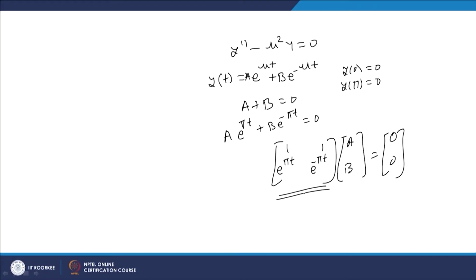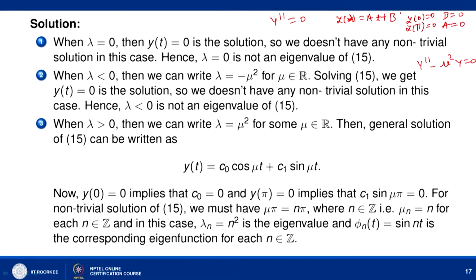So, it means that this is invertible, and you can say that your solution is only a equal to 0 equal to b. So, it means that here we have only a trivial solution because your a and b are 0. So, we say that we do not have any non-trivial solution. So, lambda less than 0 is also not an eigenvalue. So, it means that any non-negative value of lambda is also not an eigenvalue of 15.